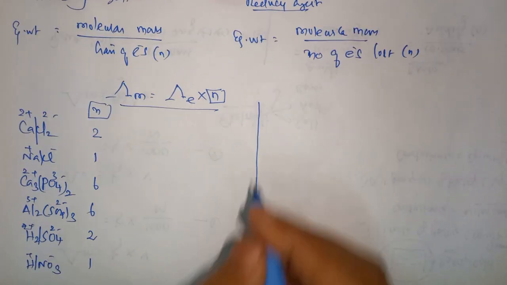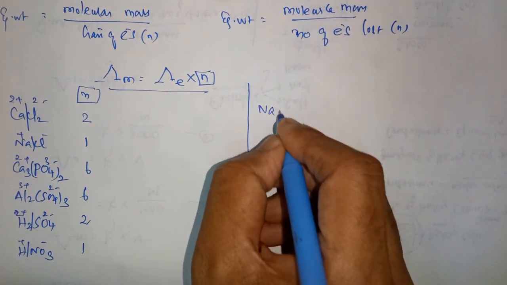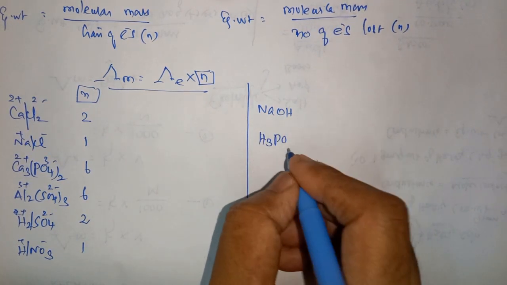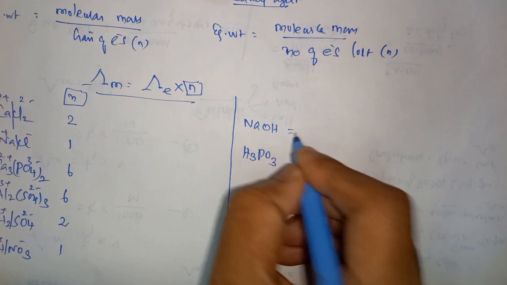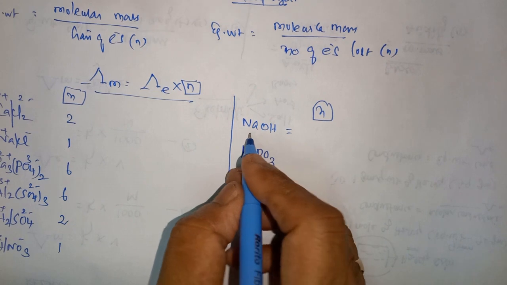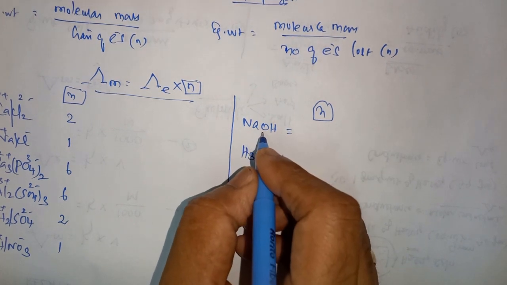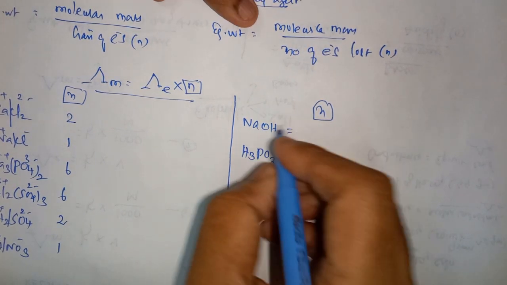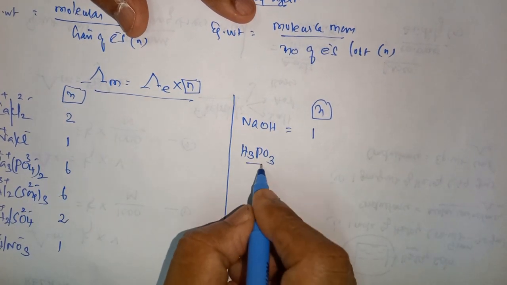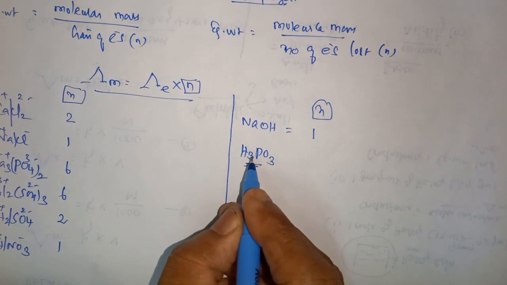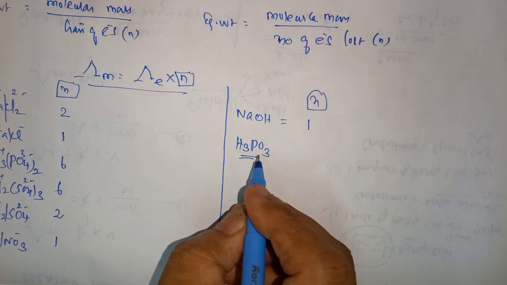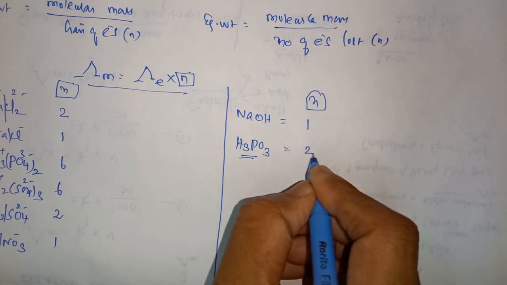I can go for one more. Suppose I take a base like NaOH, and I take phosphorous acid, H3PO3. For this, what is the n value? It's a base. A base means acidity. Acidity means the number of OH minus ions released by a base when it is dissolved in water. The number of OH minus ions released is 1. That is the n value. Here how many H are there? 3 hydrogens are there in a molecule. When you dissolve this in water, it releases only 2 H plus ions. So here the n value is 2.